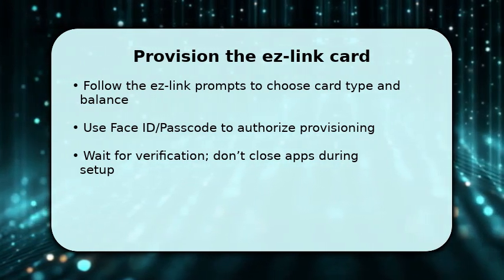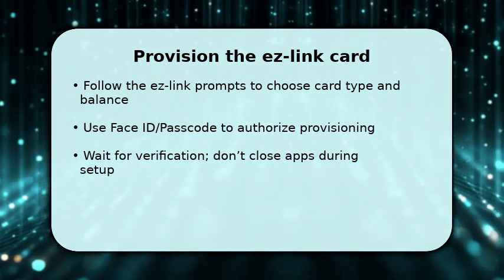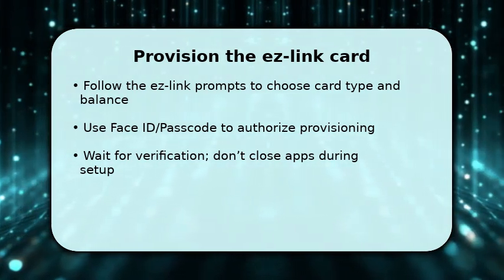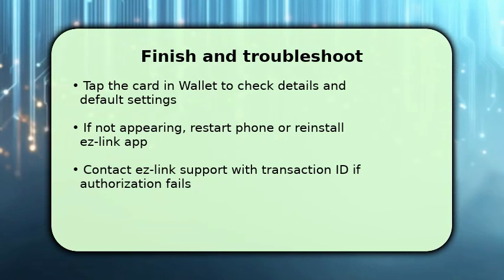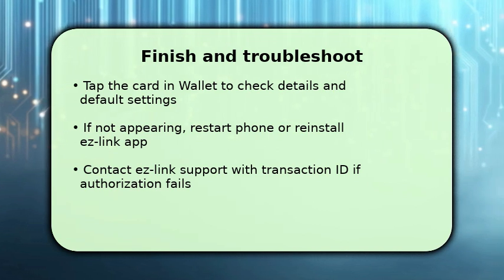Once the app shows success, open Wallet to confirm the S-Link card appears with the correct balance and details. To finish, set the S-Link card as default for transit if you want instant tap and go, and review transaction settings so you can top up in the app later.